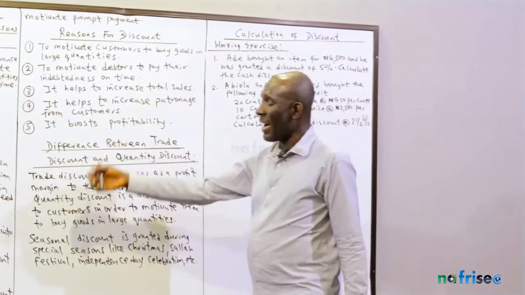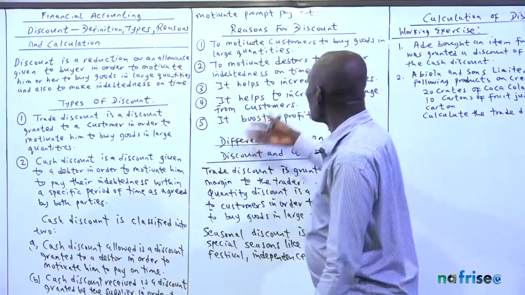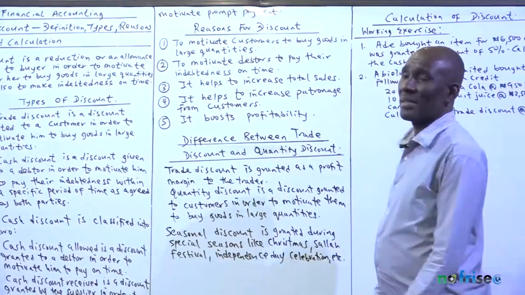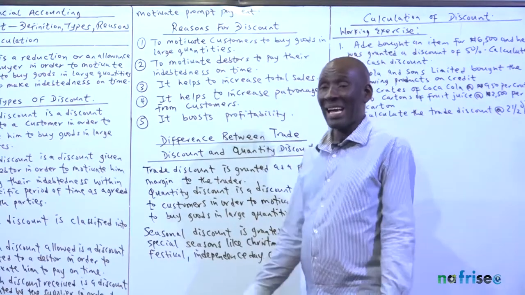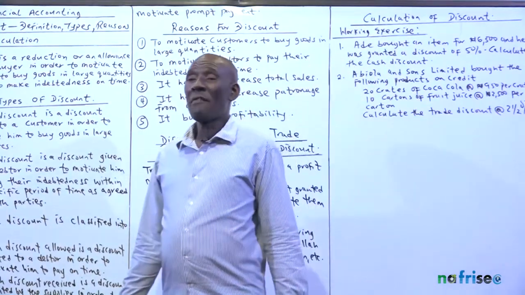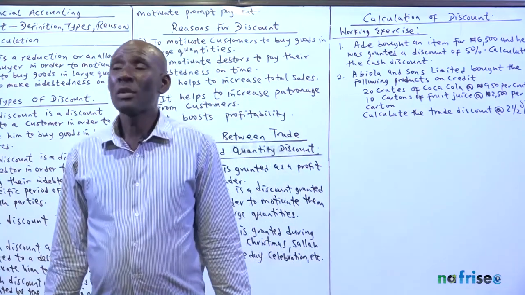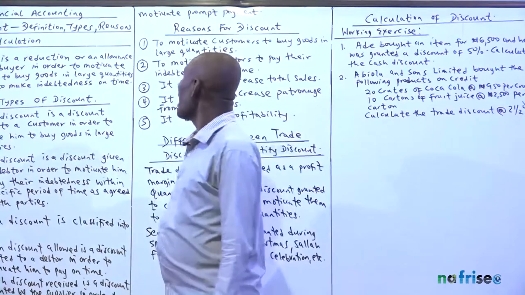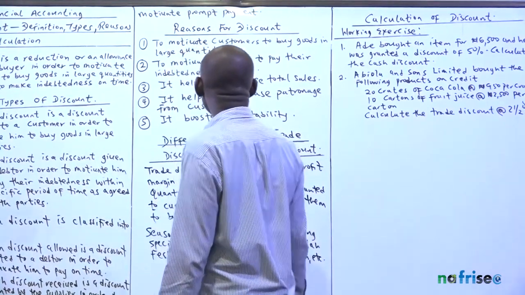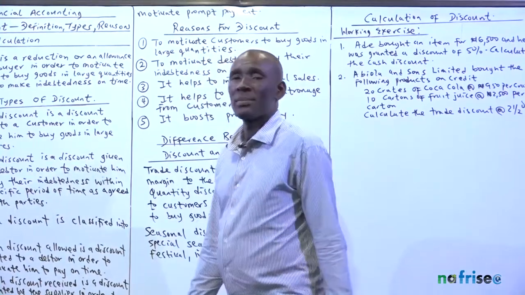Having seen that, we can infer the reasons for discounts from the little I've said so far. Now, let's look at the reasons for discounts. One, to motivate customers to buy goods in large quantities. Like I said earlier, if you offer discount to a customer, it will motivate him to buy goods in large quantities. Then we also have two, to motivate debtors to pay their indebtedness on time.